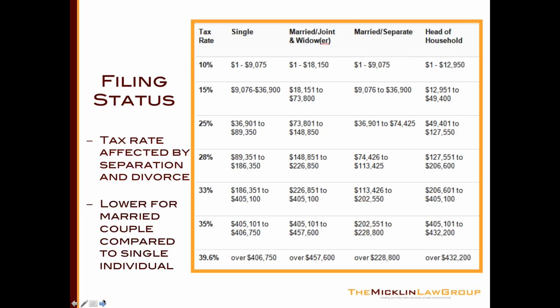All right, so let's first look at the filing status. I may have some of the information backwards here, so I apologize if the slides are a little out of order. But filing status, you'll see there are several different tax rates, starting at 10% and ending down at 39.6%. The tax rate, as it says on the side, is affected by whether you're separated and divorced. It's lower generally for married couples than it is for single individuals.